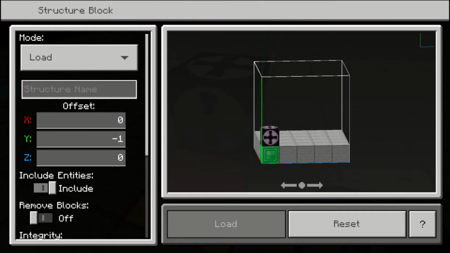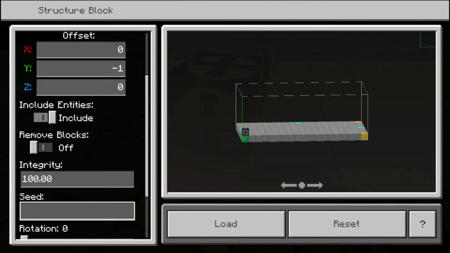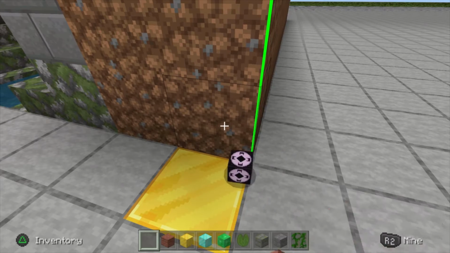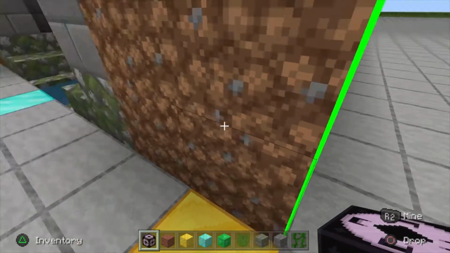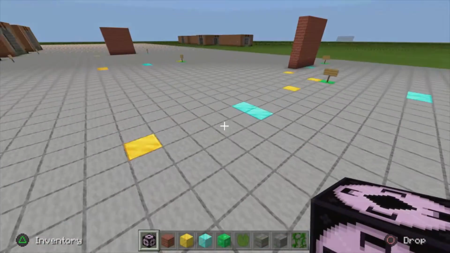So we know it's going to be our T section, which is temp 1, or temp 2, I'm sorry, and then go down here, 180 degrees, load it in, whoops, pick that back up, and there we go. Just to look to make sure, yep, good to go.